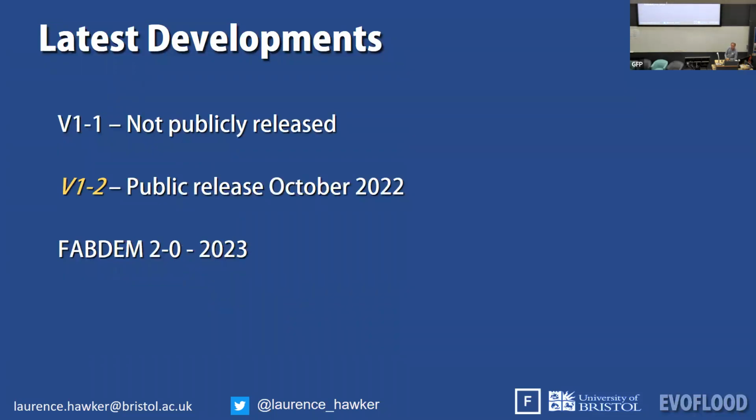As for the timeline, 1.1 never actually got released. It's going to be superseded by 1.2, but we're going to release 1.2 probably in October, well, next month. And then FABDEM 2 is going to be something that's happening in 2023. So the DEMs are constantly evolving, and the datasets you can train machine learning with are constantly evolving too. So we're very much working on this. I naively thought when I created this that I could just leave it off the shelf, but that is definitely not the case.